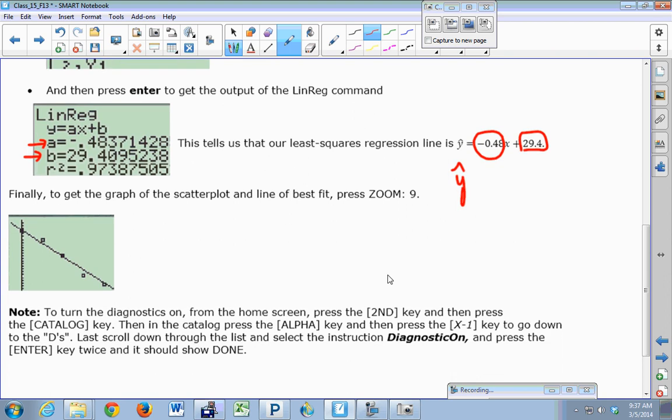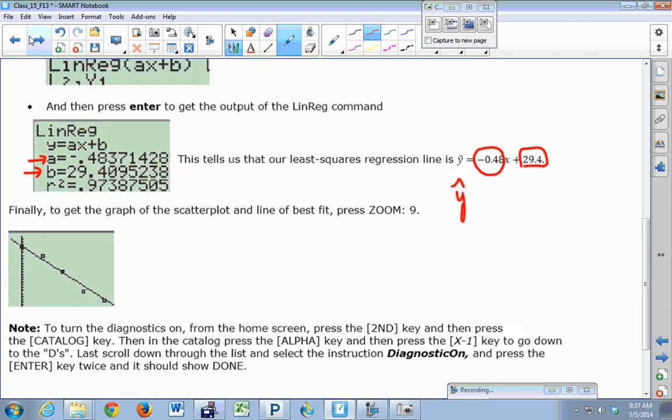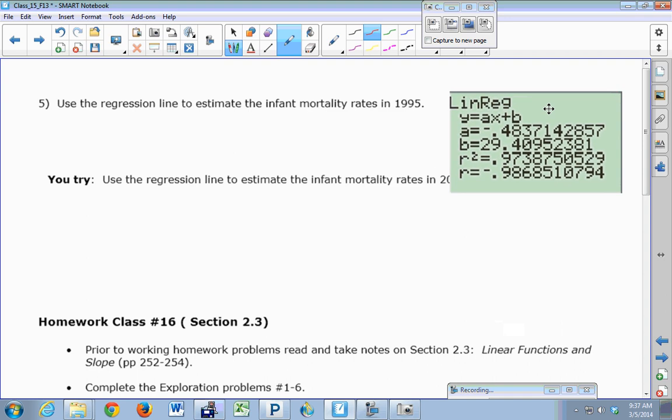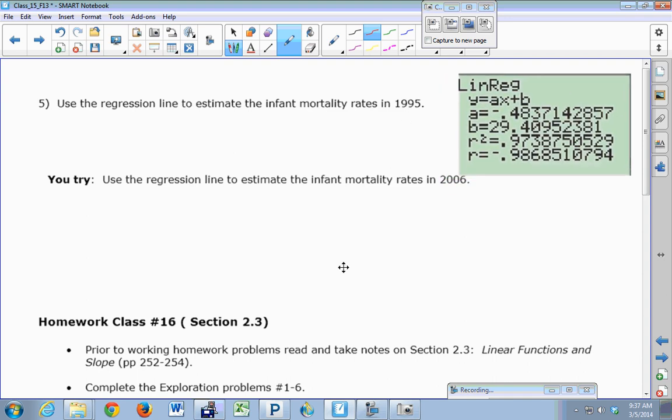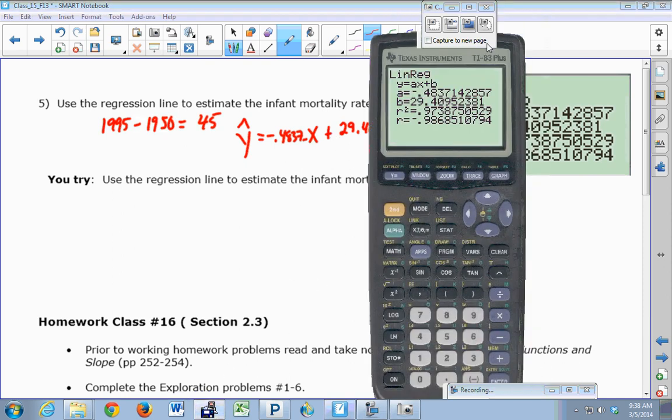Okay. So there's the line, and now you can use this to estimate various things. So if I wanted to use that line to estimate infant mortality rates in 1995, the first thing I have to do is figure out how many years beyond 1950 is 1995, and that's 45 years. And my model says to take x and multiply it by negative 0.4837, and so on. Add to that 29.4095. Your calculator is going to have all this in it, so you don't have to worry about rounding it off. Keep all the values in your calculator and then round off.